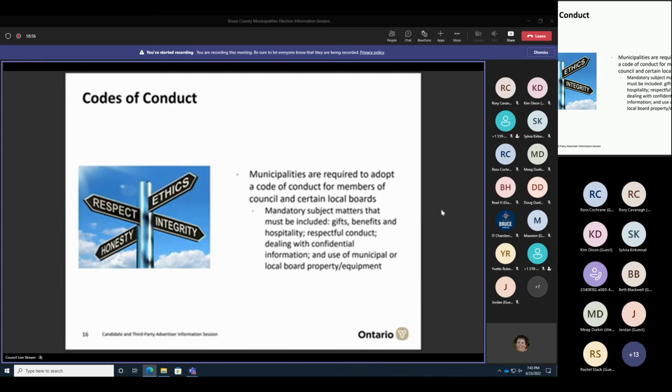Municipalities also may, if they wish, appoint a lobbyist registrar and registration system, such as establishing a code of conduct for lobbyists and prohibiting former public office holders from lobbying for a specified time period.